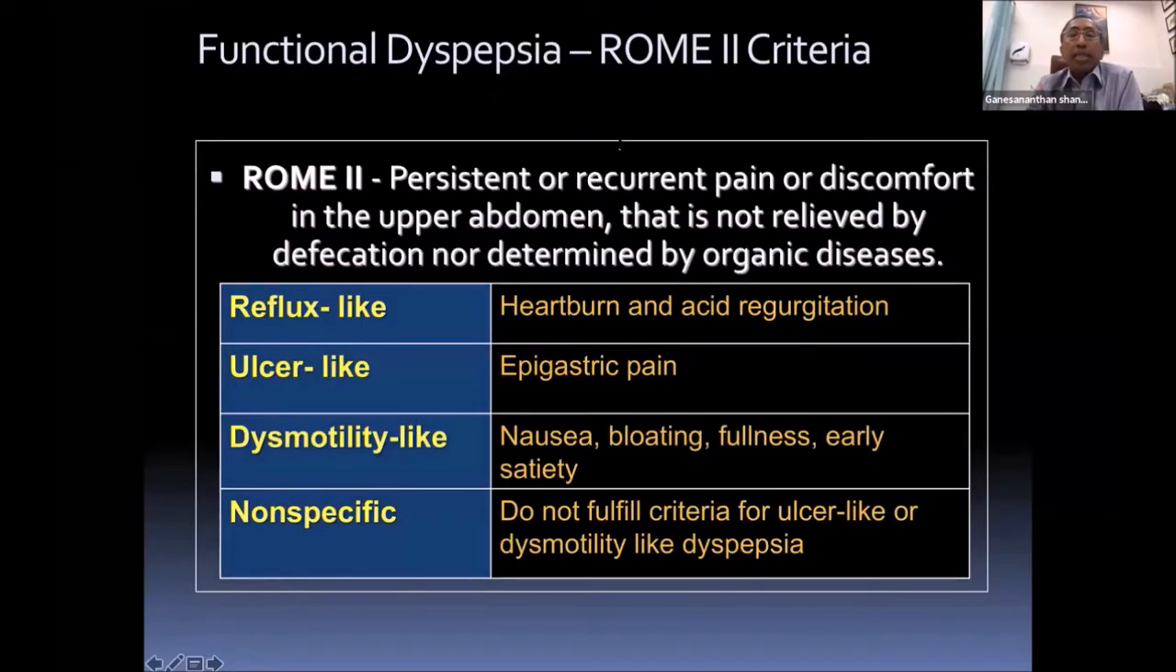Now, in the old criteria, the Rome 2 criteria, we talked about functional dyspepsia in this order: reflux-like, ulcer-like, dysmotility-like, and non-specific functional dyspepsia. On the side here, reflux will be heartburn and acid regurgitation. Ulcer-like will be epigastric pain. Dysmotility will be nausea, bloating, fullness, and early satiety. Non-specific do not fulfill any criteria for ulcer or dysmotility-like, but we term them as dyspepsia. They included heartburn. So if you had any discomfort in the epigastric area, that's the gastroduodenal area, you would term it reflux-like dyspepsia. So they incorporated reflux into the criteria in Rome 2.